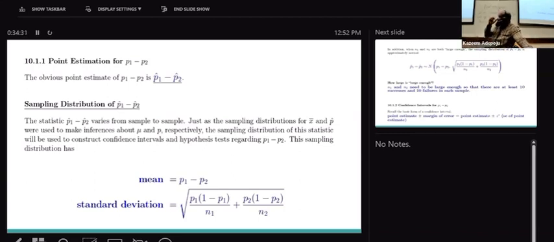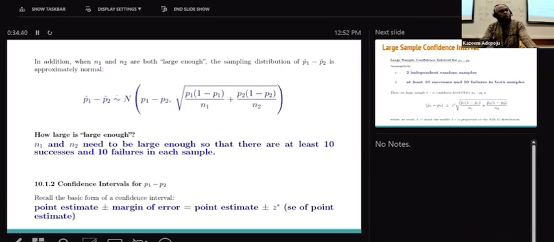And before I can have an interval, of course, I showed you the other time, the mean of that guy is actually P1 minus P2. The standard deviation is this guy. Now, p-hat 1 minus p-hat 2 follows a normal distribution with the mean of that and the standard deviation of that.